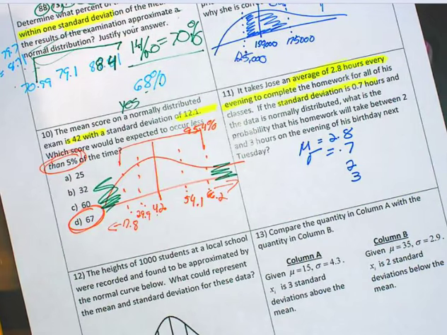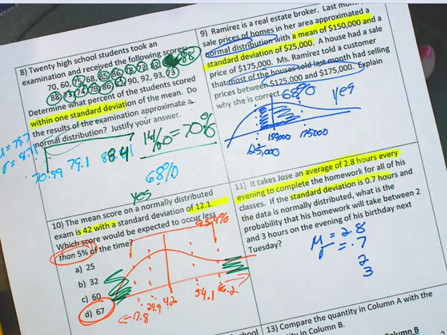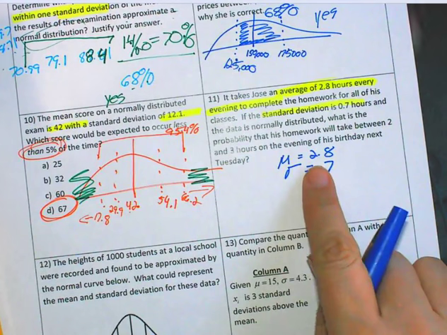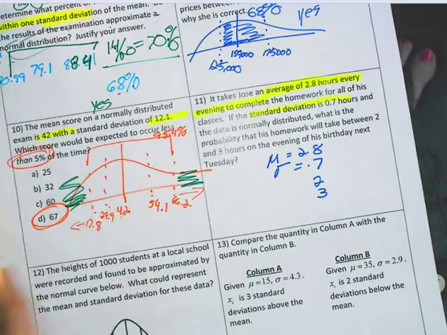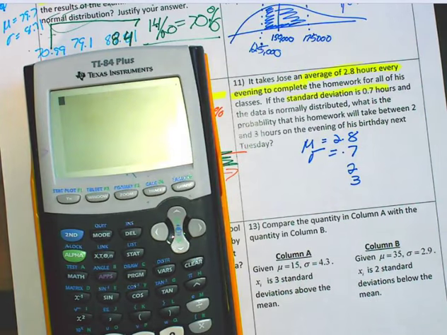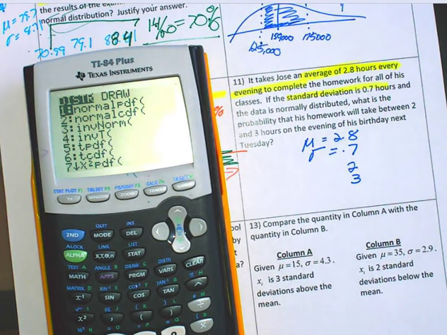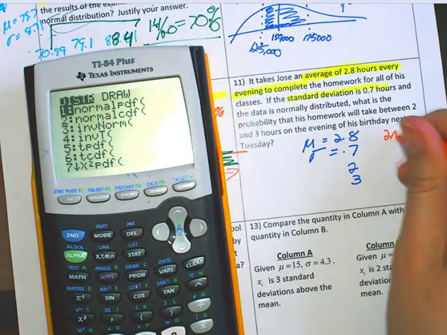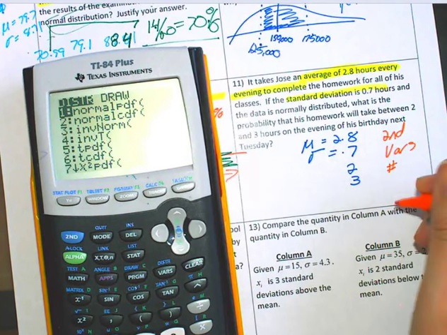Okay. Now the only way the normal distribution works when we're finding these percentages like we've been doing before is if it's exactly 1 standard deviation or 2 standard deviations. It has to be a whole standard deviation, but in this case it's not going to be because it wants to know between 2 and 3. Okay. So the calculator will tell us when it's not an even standard deviation. So you're going to do second vars. So you probably want to write this down. Second vars. And then we're doing number 2, which is normal CDF.